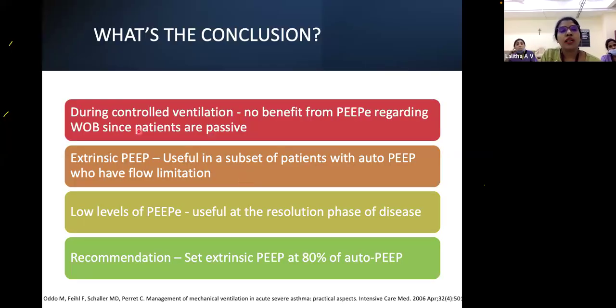So, conclusion: during controlled ventilation, no benefit from PEEP regarding work of breathing since patients are passive. But when your patients start breathing actively, extrinsic PEEP is used in a subset of patients with auto PEEP who have flow limitation, and low levels of PEEP especially used at the resolution phase of the disease. So as I said earlier, 2/3 of the auto PEEP, you need to check the auto PEEP. That is the recommended PEEP.